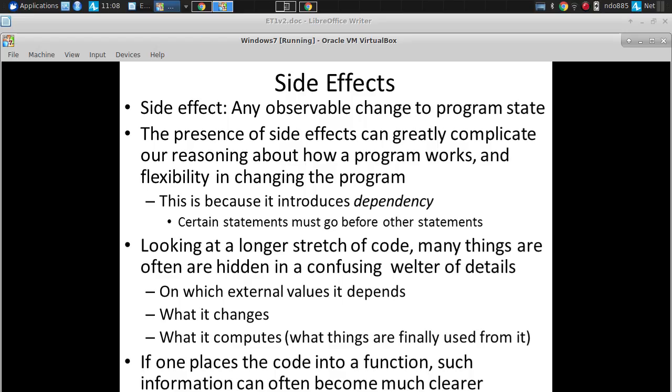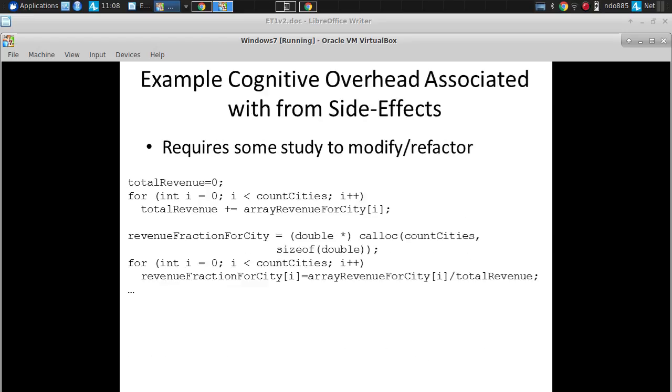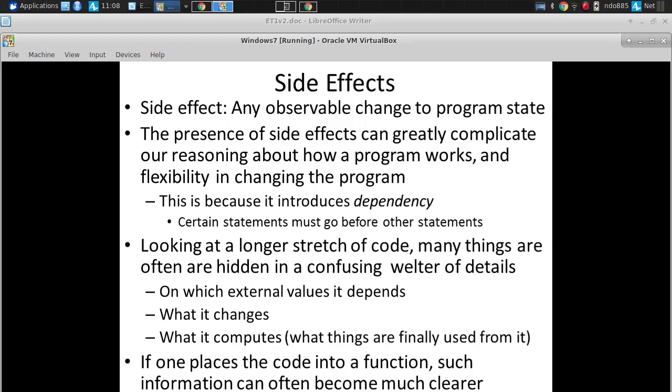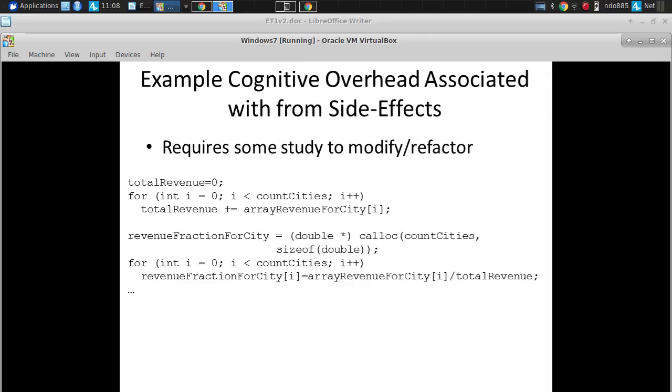But if it's depending on global data structures, those dependencies are not clear. There's this ghostly thing going on behind the scenes that you can't see but is modifying things, right? So there's many things hidden in this welter of detail often. If you have that code without any functions at all, it's particularly confusing.